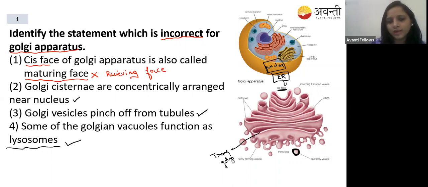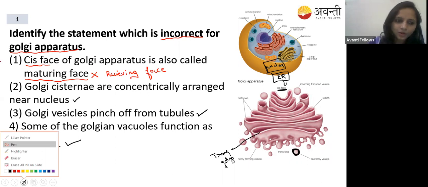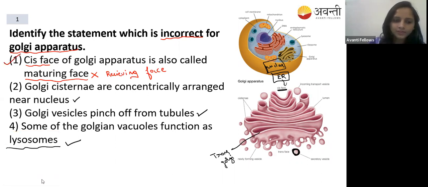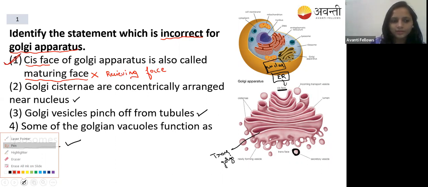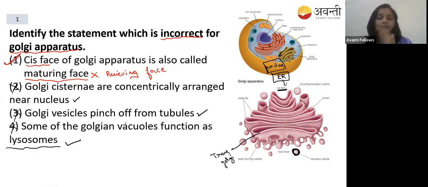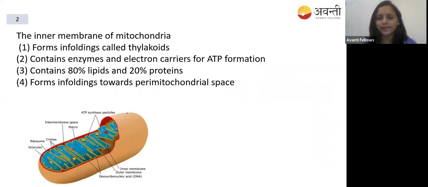In the question they have asked for the incorrect statement, so the correct answer is option one, whereas the other options are wrong because those are correct for the Golgi apparatus. That's why. Let us move to the second question.